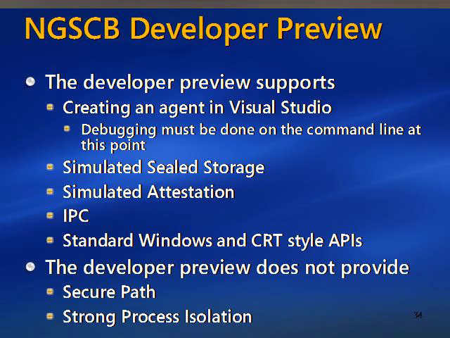So what can you do? You can open up Visual Studio, although you must do debugging on the command line or with another debugger. We have simulated sealed storage, so you can see what the APIs for that look like and get used to using it in your application. We have simulated attestation, so you can make a server call and have it attest to the client process. You can use IPC, and then we have the standard APIs we know you need in order to be able to write an application. This developer preview, however, does not simulate secure path and secure process isolation, with the exception of a few little things like the fact that Windows can't layer.